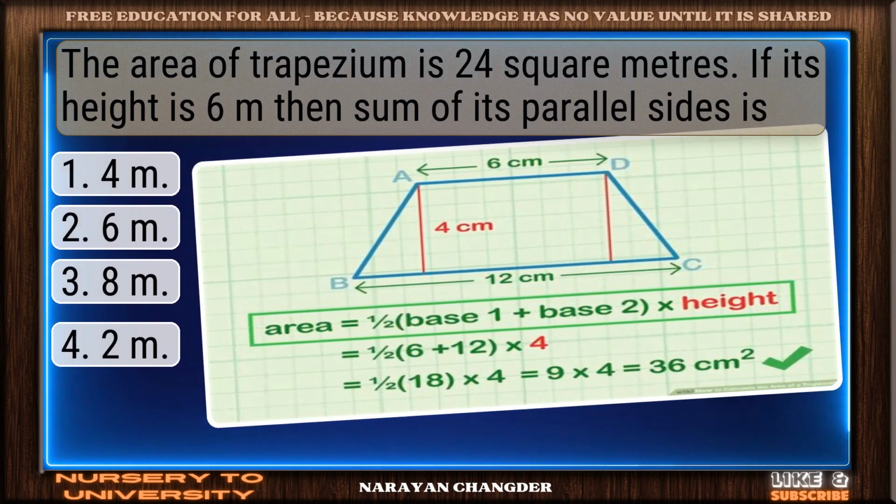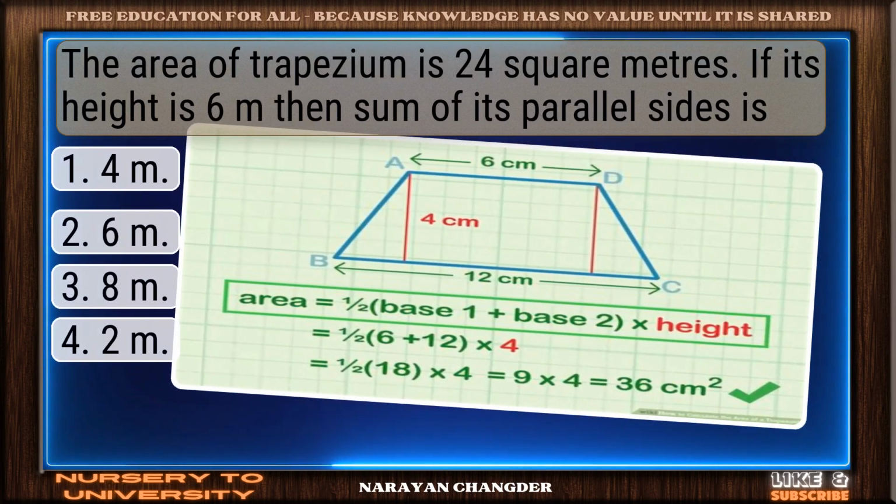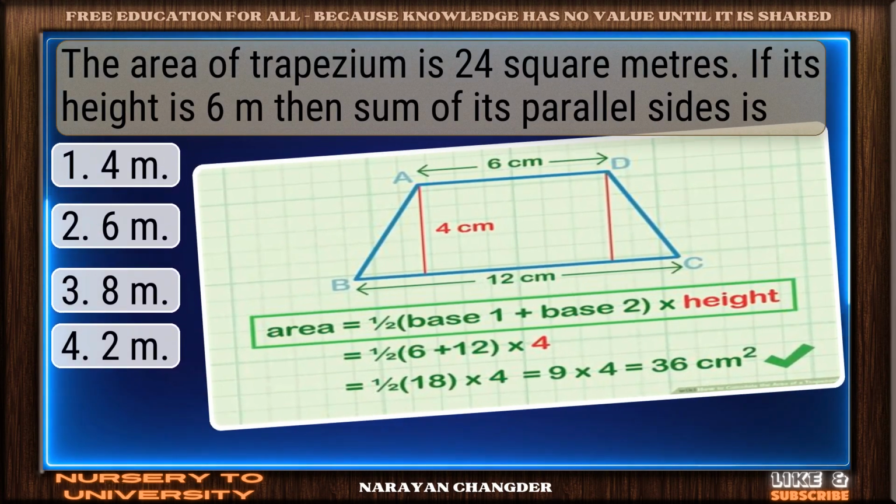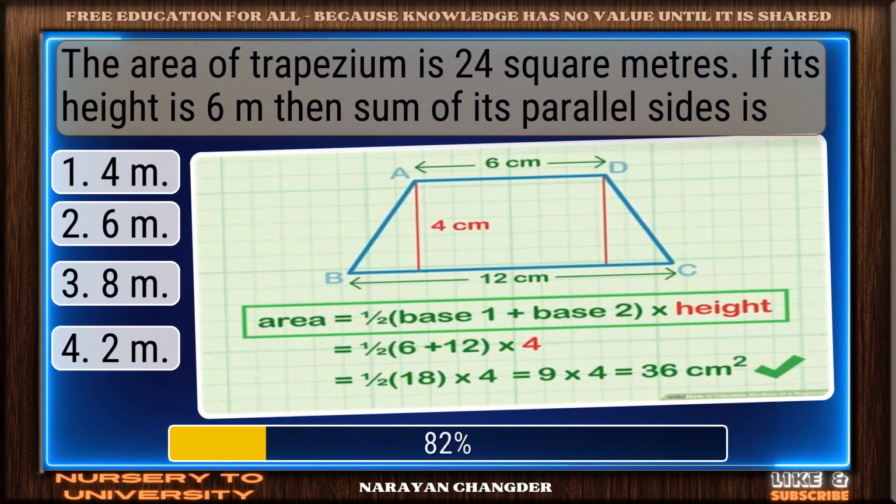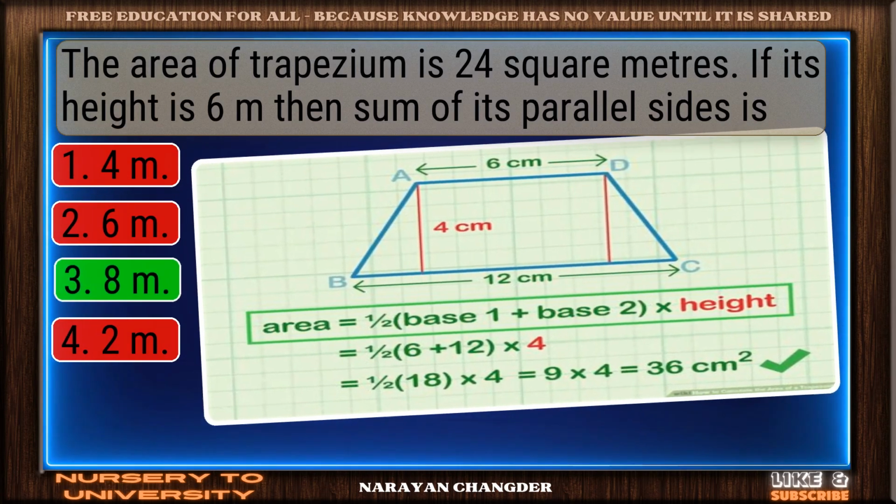The area of trapezium is 24 square meters. If its height is 6 m, then the sum of its parallel sides is. Valid point. 8 m is true.